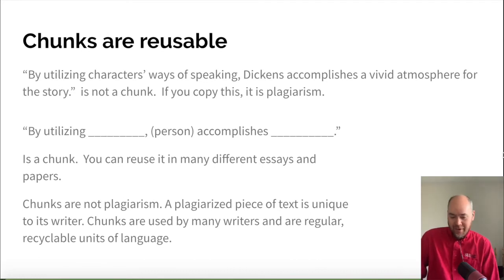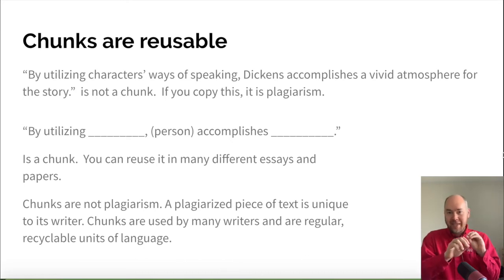So one very useful thing about chunks is that they're reusable. You can use them over and over again, okay? So take this sentence as an example: "By utilizing characters' ways of speaking, Dickens accomplishes a vivid atmosphere for the story." So that's not a chunk. That's plagiarism. If you saw that written somewhere in a blog and you copied that into your essay, that would be plagiarism, and your teacher would probably give you a 0 for the assignment.